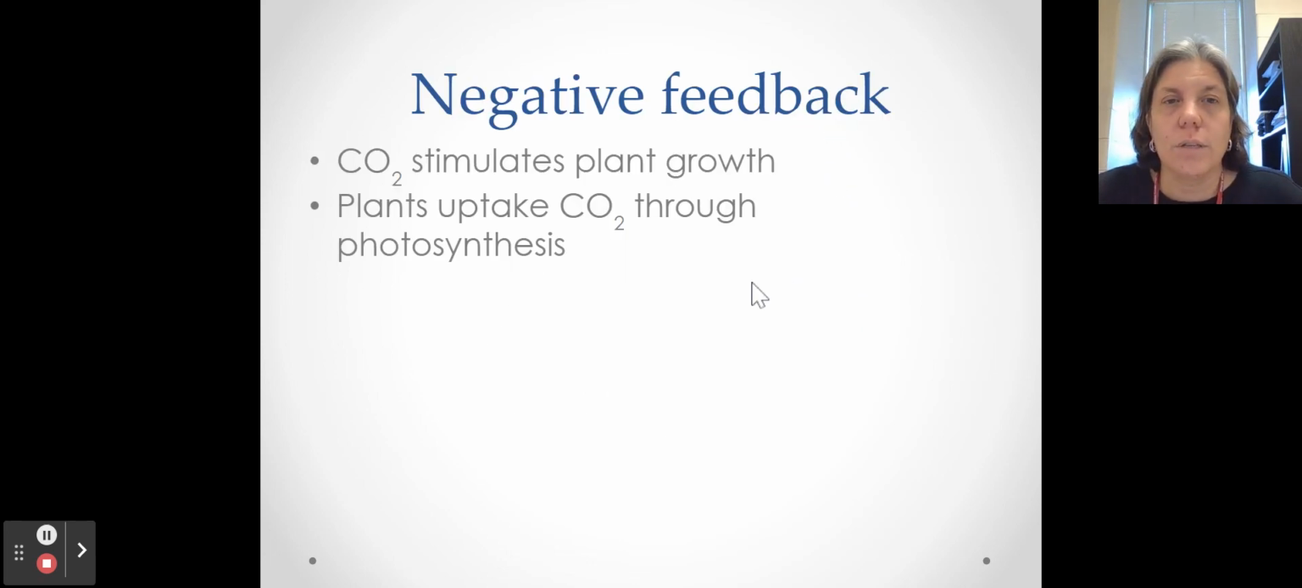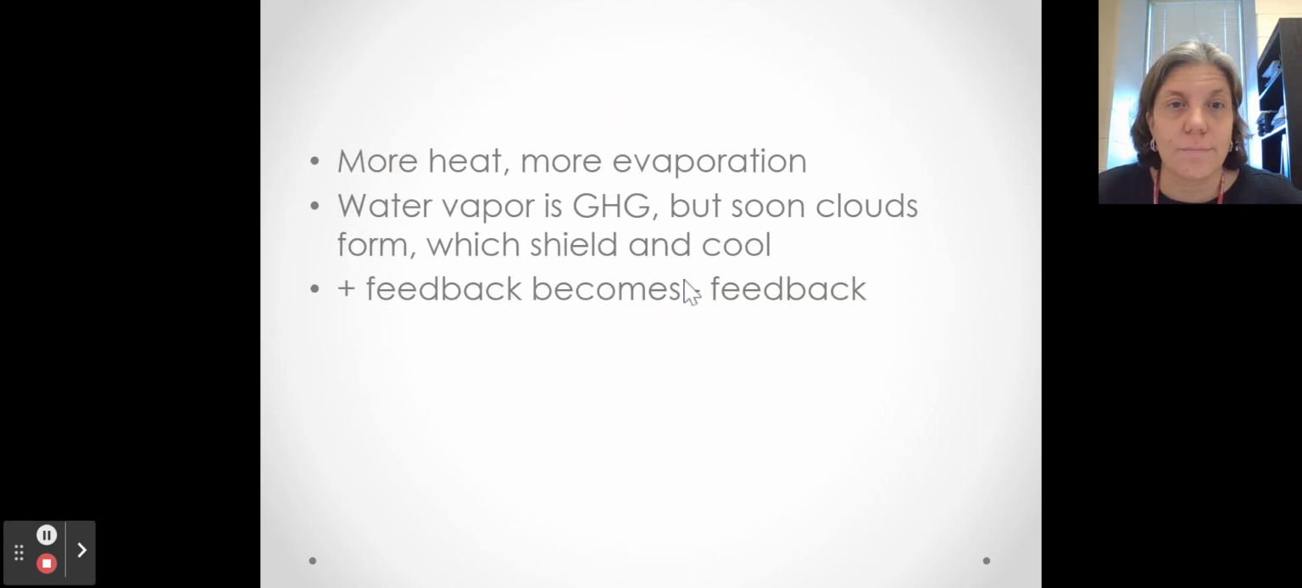Here's a negative one. CO2 stimulates plant growth. Plants uptake CO2 through photosynthesis. More heat, more evaporation. Water vapor is a greenhouse gas, but soon clouds form which shield and cool, and the positive feedback becomes a negative feedback. So see if you can draw those in your packet in the little boxes where it says feedback loops.